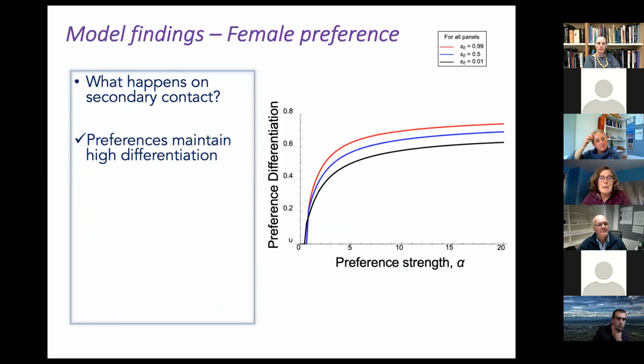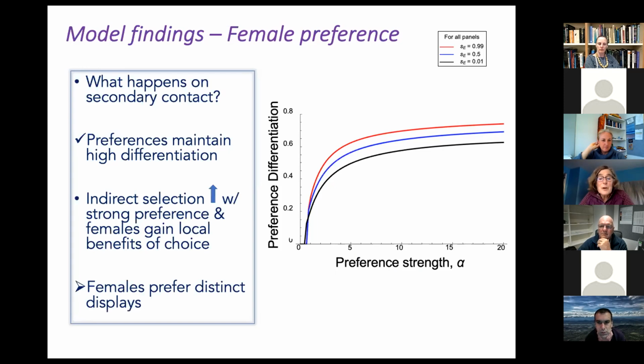So the first and maybe one of our most important findings is that we do maintain really high preference differentiation on secondary contact. So this figure, it's like the ones to follow. In all cases on the x-axis, we show the strength of female preferences, and differentiation is shown on the y. And you can see that lots of preference differentiation is maintained. And this occurs whenever preferences are reasonably strong, and really when they're 2 to 4 times stronger than, or when females are 2 to 4 times more likely to mate with a preferred male than randomly, you get the maintenance of pretty high differentiation.